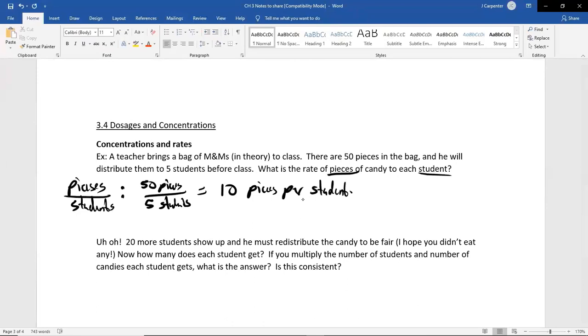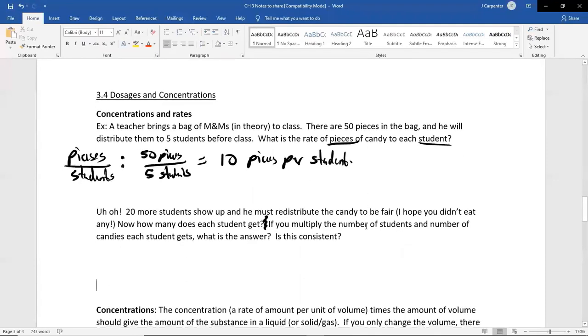I know, that stinks. You'll still get some, but you're probably going to get less, right? If I got to give candy to 20 more students, that means everybody's got to get less because I only have 50 pieces of candy. So hopefully nobody ate any. Hopefully nobody licked their fingers for various reasons, especially now. So now how many does each student get? And we're going to stop right here for now. Let's worry about this last bit later. Let's not put too many questions in our head at once.